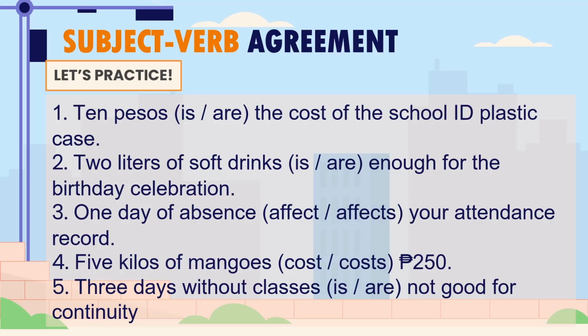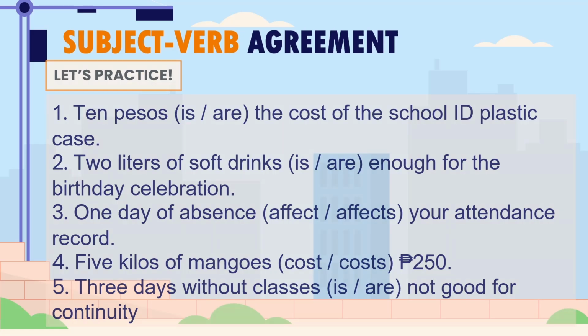Next, 1 day of absence affects your attendance record. Again, it is in the part of indefinite pronoun. Once we see an indefinite pronoun in the sentence, we will always take the singular verb. That's why our answer here is the word affects. Next, 5 kilos of mangoes cost 250 pesos. So we use measurements here. That's why our verb is costs with s in the end. Next, 3 days without classes is or are not good for continuity. Our answer is the word is, since there's 3 days.